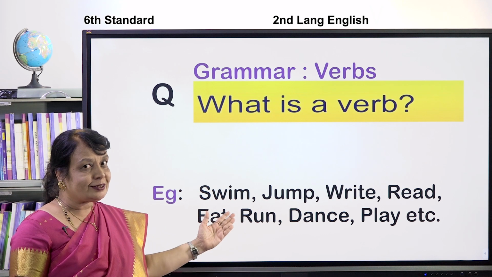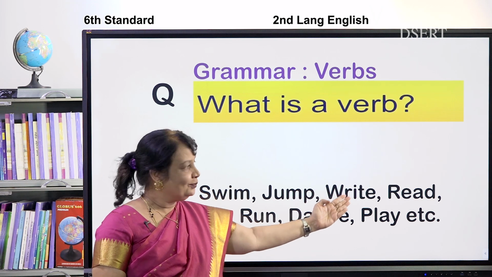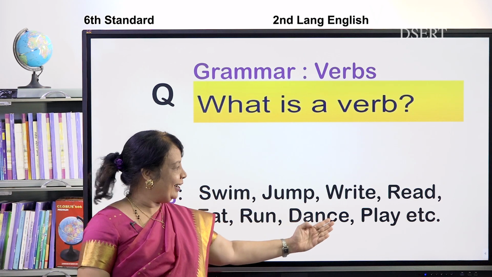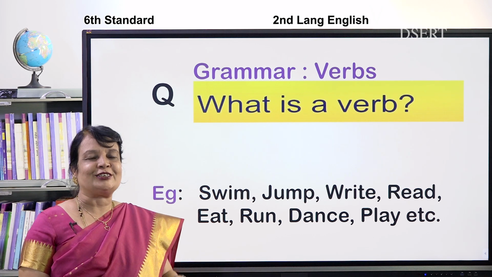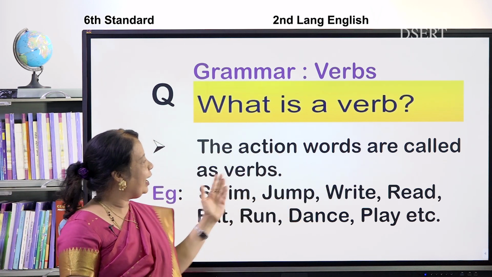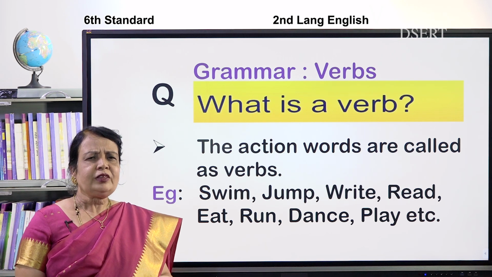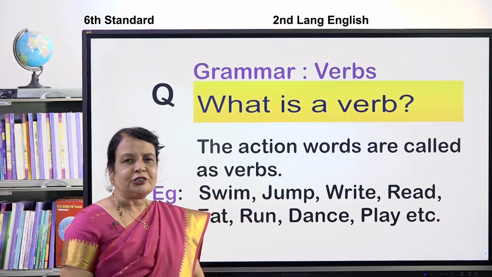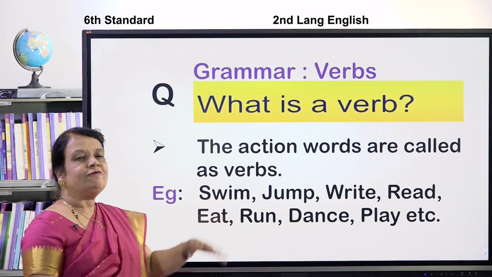Children, can you do the action for this? Swim, jump, write, read, eat, run, dance, play, etc. What are these? These are all actions. Now children, the action words are called verbs. Whatever action you do, even eating, drinking, dancing, all the actions you do are called verbs. Did you get an idea of verbs, children? What are verbs? The action words are called verbs.